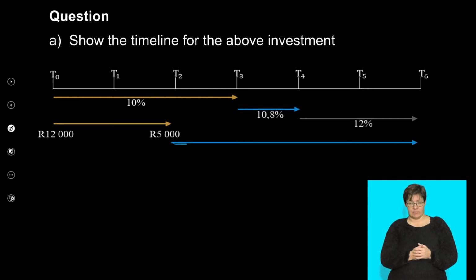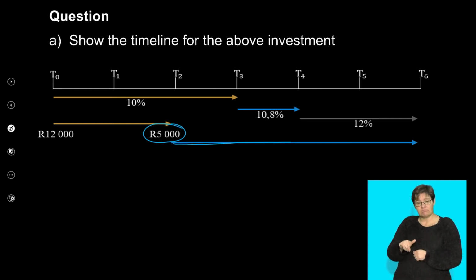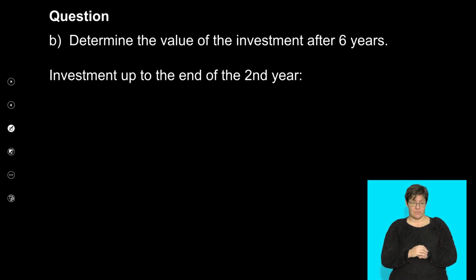So this line means that the 5,000 remains in the bank for the 4 years, right? The 12,000 remains in the bank for the whole duration. And then lastly, the interest changes as soon as you get to T3, and then it changes again when you get to T4. Now, you need to determine the investment after 6 years.